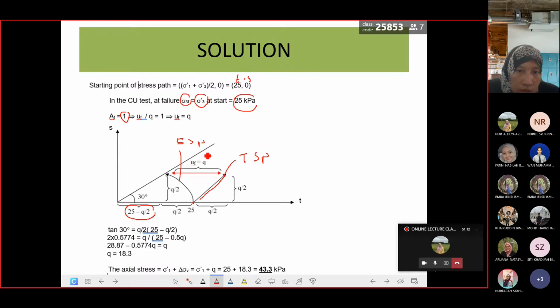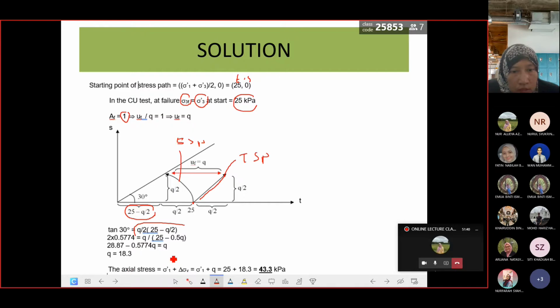So what is the tangent? You have to rearrange the equation. What is the tangent? Tangent is the opposite divided by the adjacent side. So you will get this one like here. Then you multiply with 0.5774, which is the tangent of 30. So the final Q is 18.3.